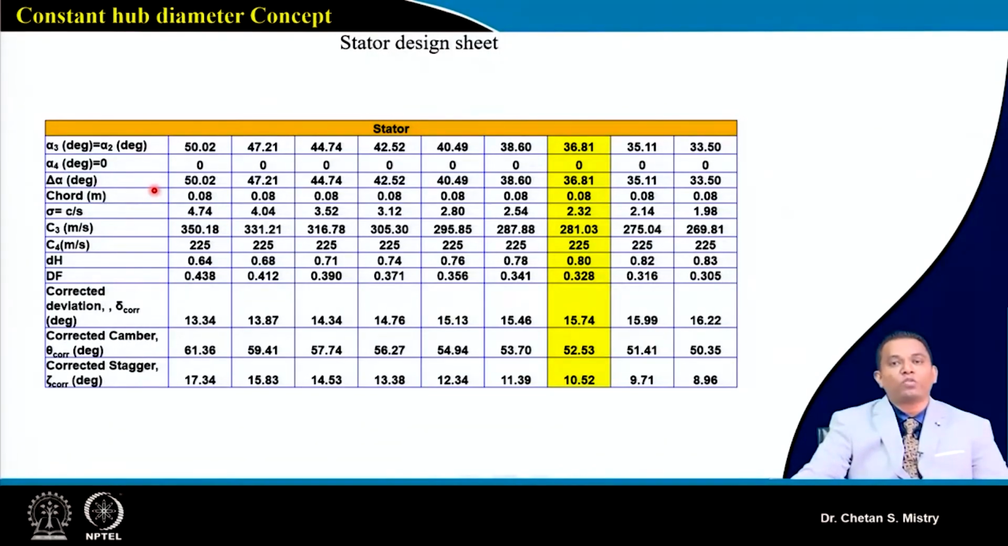So again you need to change these parameters, generate the new blades based on that, and iterate again. In order to reduce the number of iterations at the preliminary design stage, we need to keep an eye on all these parameters. Otherwise it may increase your number of iterations.